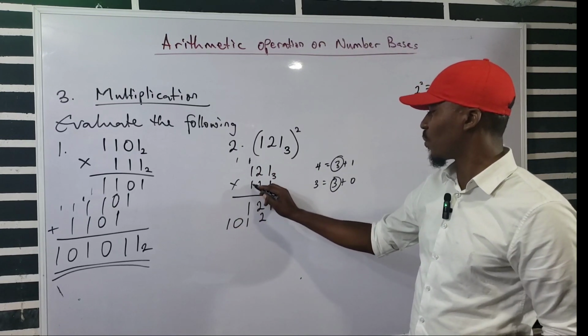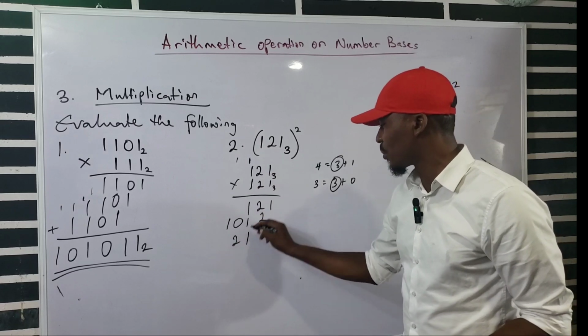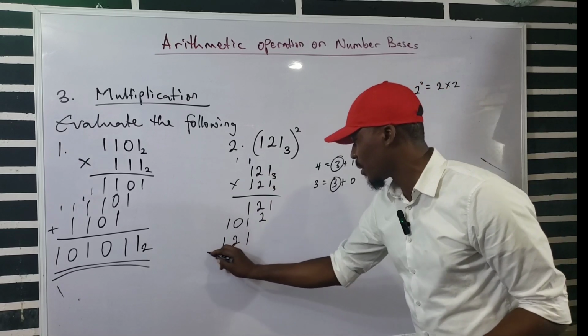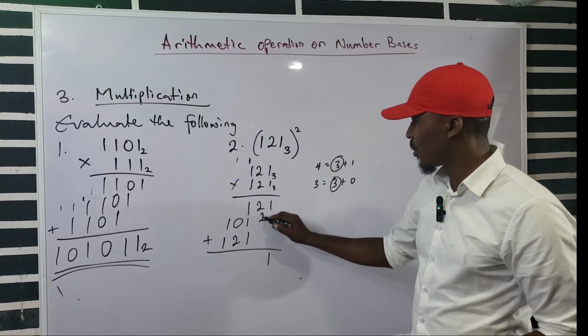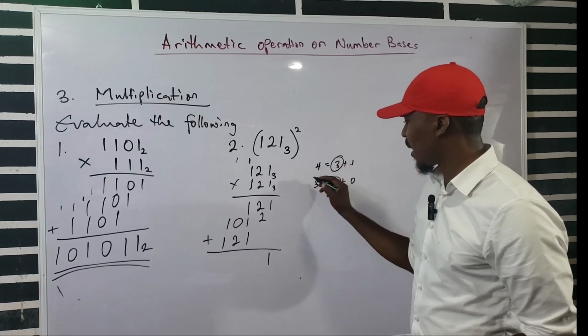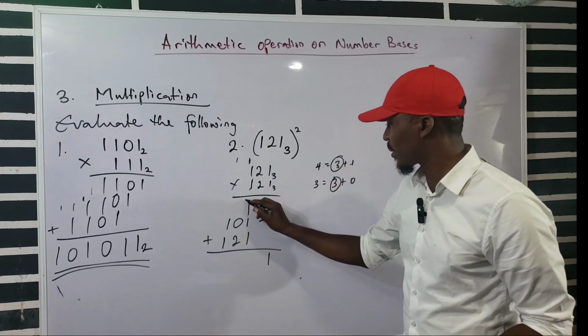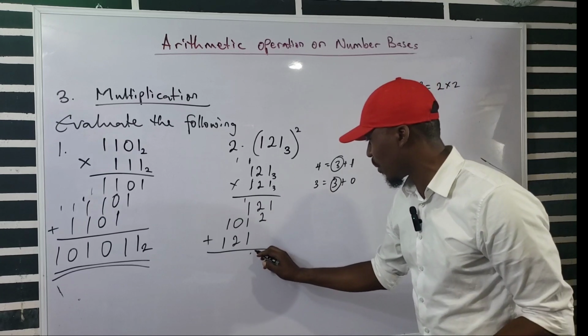So you now come to the next one. 1 times 1, that will give you 1. 1 times 2, that will give you 2. 1 times 1, that will give you 1. So you add your numbers. This will give you 1. 2 plus 2, 4. We have done something like that. So that's 1, 3. You have that 1, 3 here. Then 1. You write your 1.